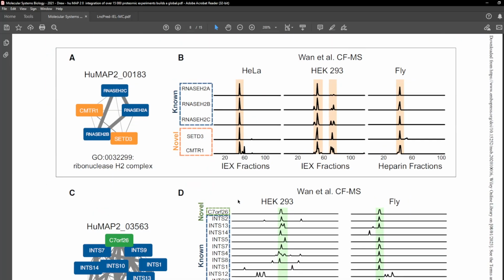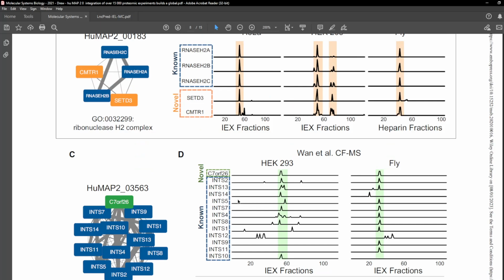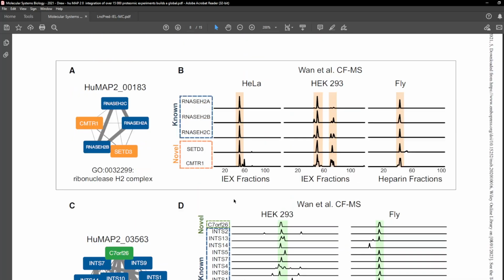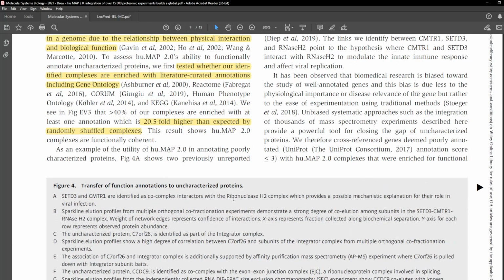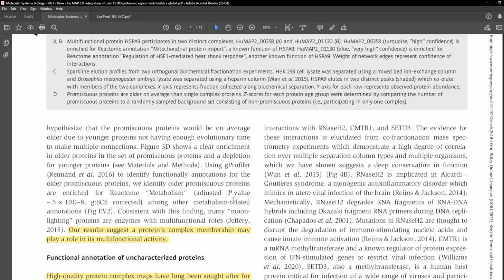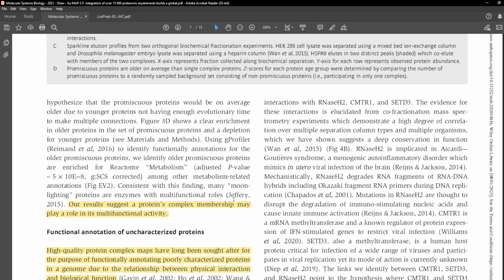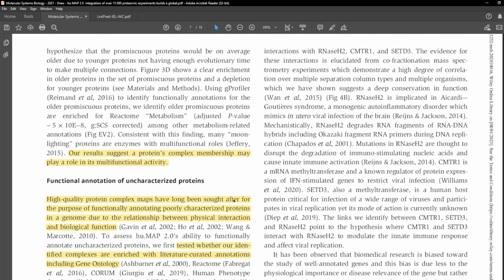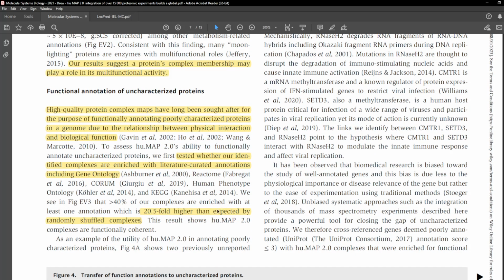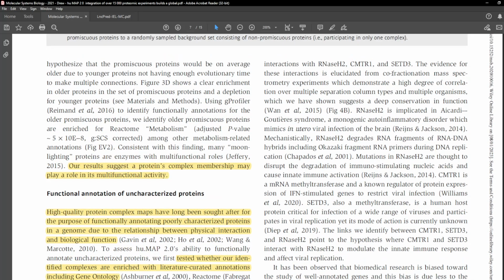As an example of the utility of Hu.MAP 2.0 in annotating poorly characterized proteins, Fig 4a shows two previously unreported interactions with RNASEH2, CMTR1, and SET3. The evidence for these interactions is elucidated from cofractionation mass spectrometry experiments which demonstrate a high degree of correlation over multiple separation column types and multiple organisms, which we have shown suggests a deep conservation in function, Wen et al., 2015, Fig 4b. RNASEH2 is implicated in Aicardi-Goutières syndrome, a monogenic autoinflammatory disorder which mimics in utero viral infection of the brain, Crow and Jackson, 2014.